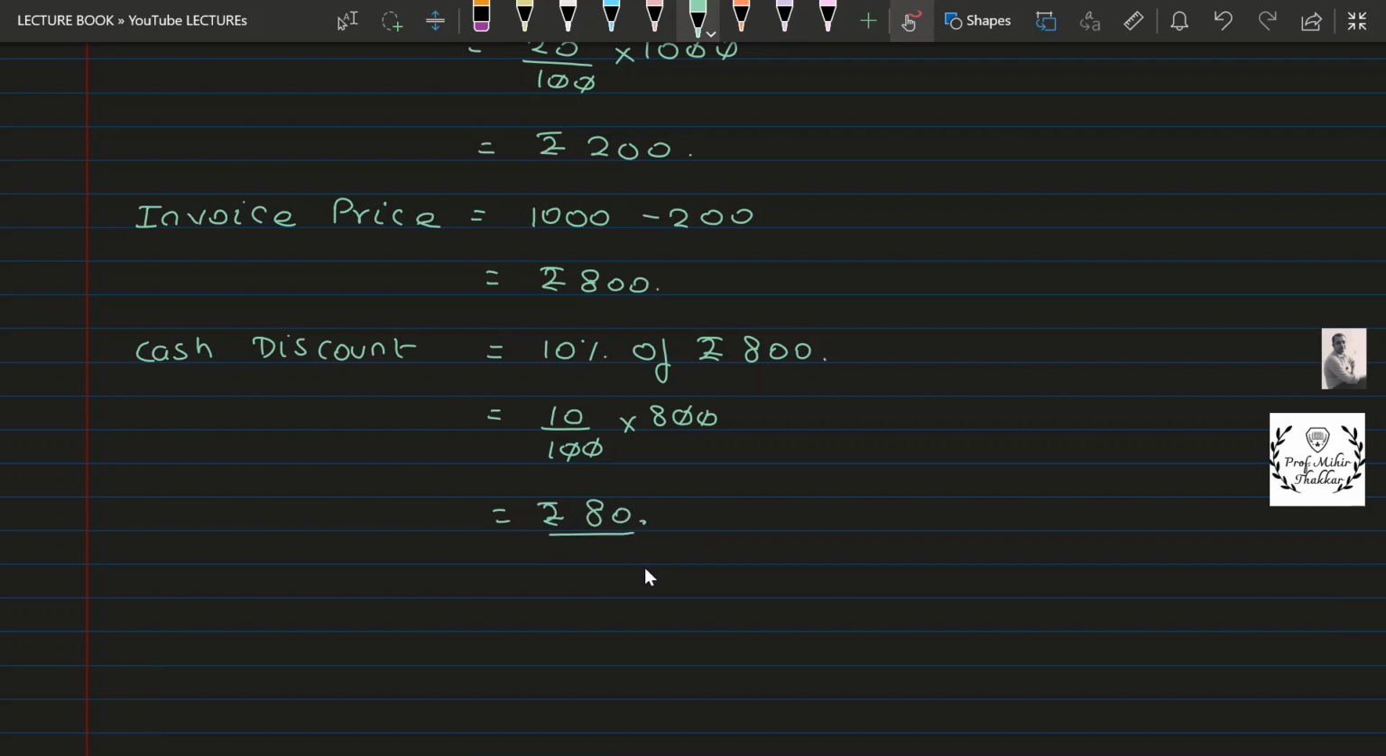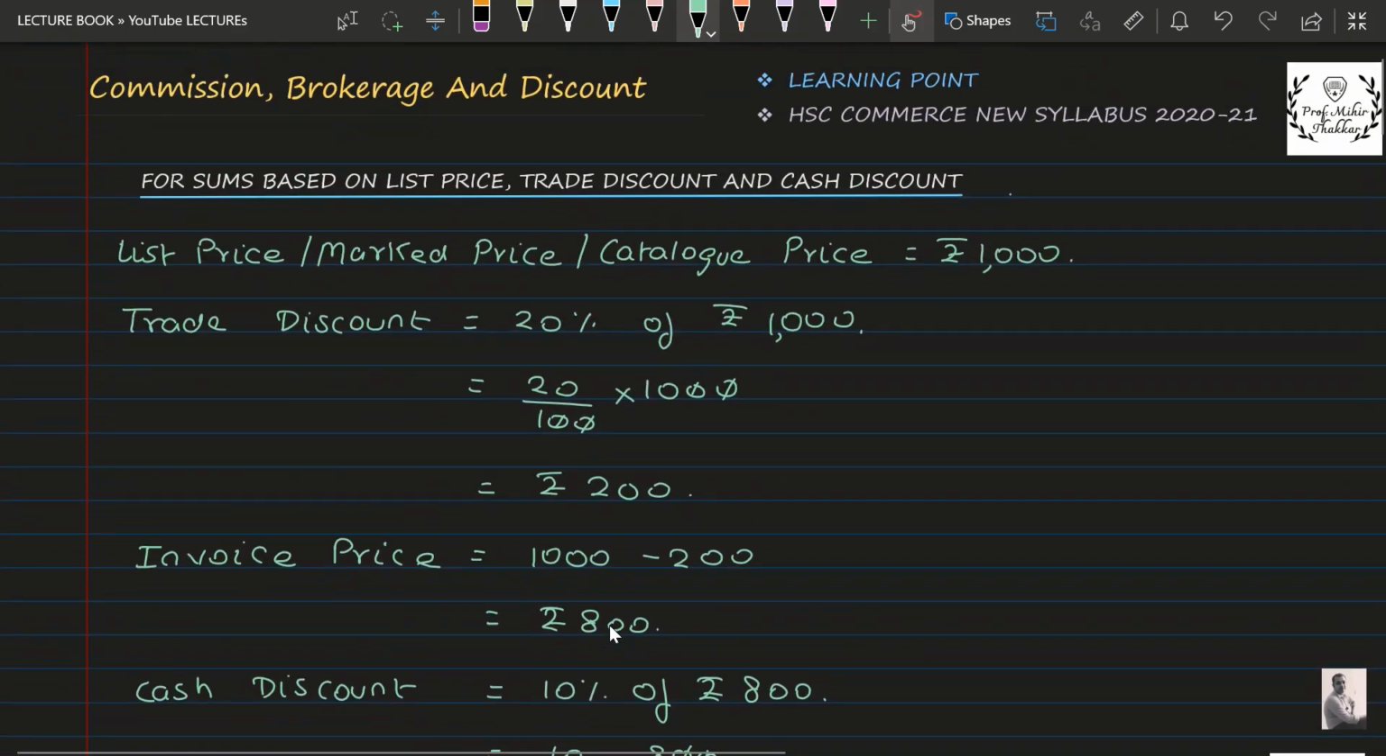On solving you can easily get this is equal to rupees 80. So if you got a second discount of 80 rupees on 800, the final price to be paid, which is called the net price, or the net amount of the thing that you are purchasing, will be equal to 800 minus 80, that is going to be equal to rupees 720. So this is the 720, which is the final price that you have to pay for a t-shirt which was originally of 1000 rupees.